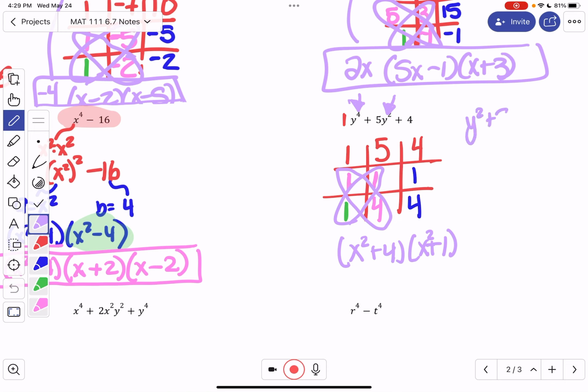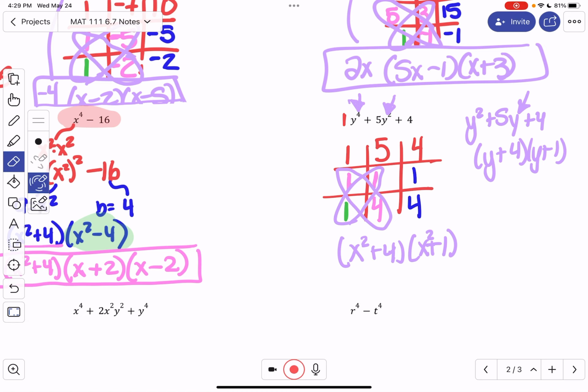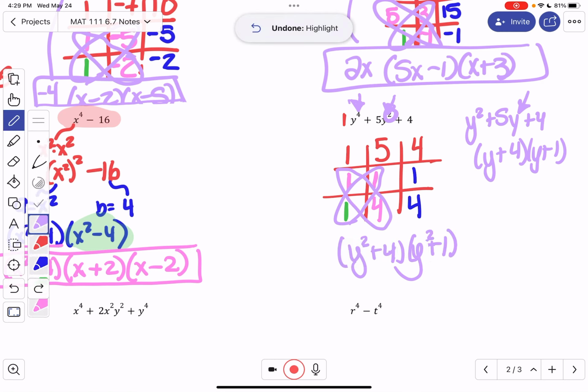Remember, if it was written like this, we would have written y plus 4 and y plus 1, because here there's just a y. So in our problem, we're going to do the same thing. We just turn it into squared, and I'm going to change the letter because that's what's up there, and squared's there. Then we look at these and we say, hey, y squared plus 4 can't go any further, and y squared plus 1 can't go any further, so this one's as far as it can get.